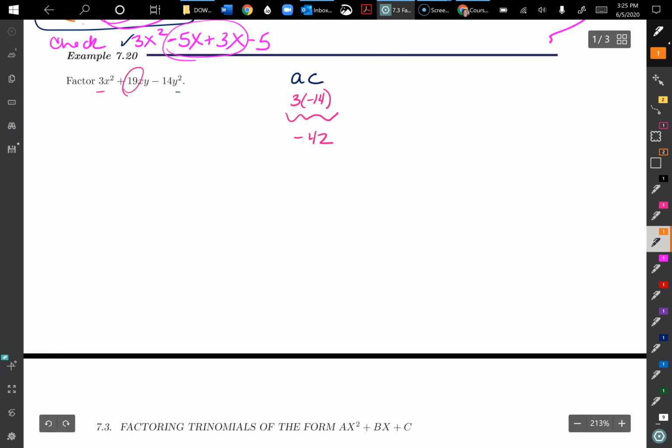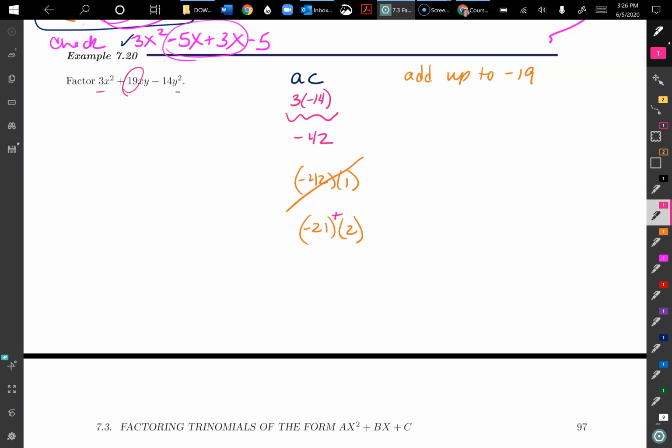So what I'm going to do is add up to negative 19 to get that middle term. So I'm just going to start looking at things like negative 42 and 1. Obviously, that's a no, right? Let's try negative 21 and 2. If I were to add those, I would get negative 19. Oh, I actually need a positive 19. Whoops. So I was looking at the 14. So that's a plus 14. I need a plus 14 here.